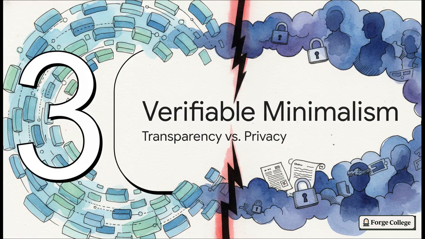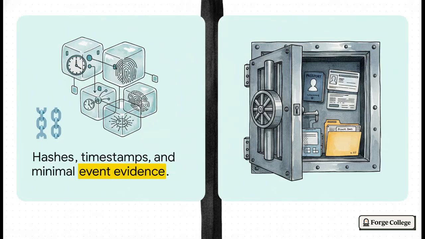Section 3, verifiable minimalism, balancing blockchain transparency with legal privacy. We all know blockchains are incredibly public, but the law requires strict privacy. So how on earth do we balance this tension? Well, by ruthlessly separating our data. Look at this comparison here. On-chain, we only keep hashes, timestamps, and the absolute minimum event evidence required. Off-chain, in secure databases, is where we keep personal data, KYC documents, and support tickets.